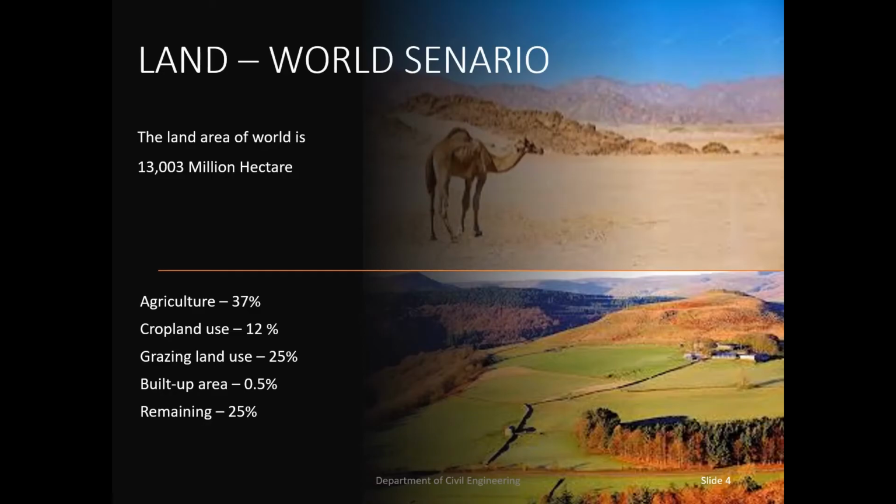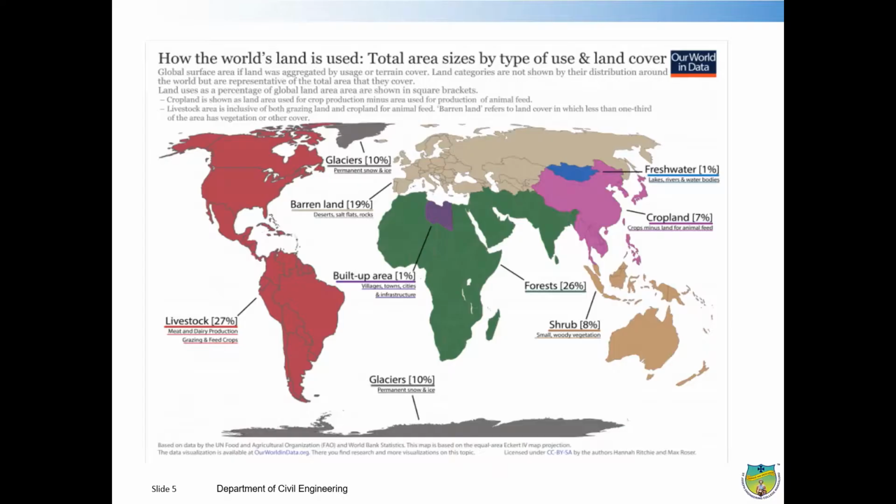When you look into the world scenario of land, you find 13,003 million hectares of land which is available. And among this, about 37% is for agriculture, 12% is a crop land use, 25% of grazing land, less than 1% built up area, and the remaining 25% consists of glaciers and water bodies. This is how the world's land is being used. So you can see the total area sizes by type of its use and land cover.